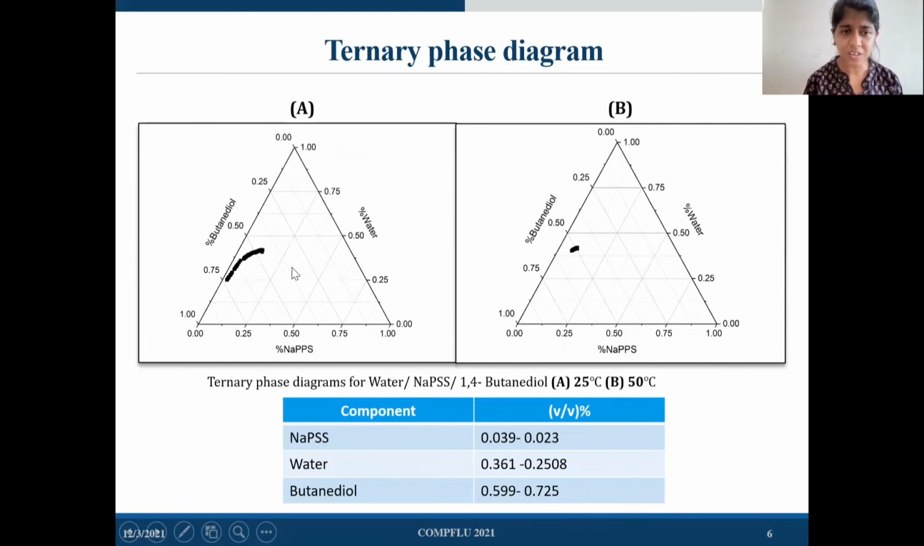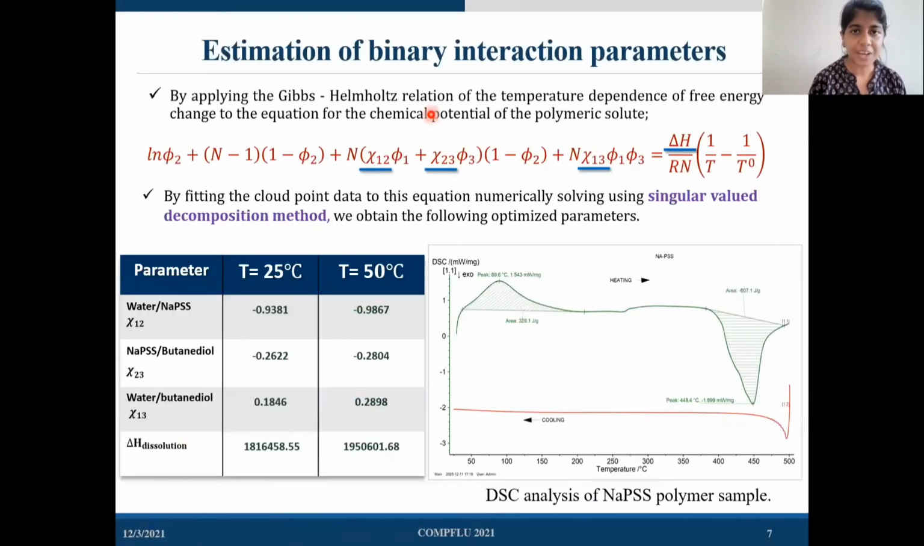You can also see that although water is a good solvent for NaPSS, the addition of a non-solvent such as butanediol can cause a cloud point in the ternary phase diagram. The same cloud point data can be used for estimation of binary interaction parameters. So we equate the ternary relation of Flory-Huggins theory with the Gibbs-Duhem relation to obtain the following equation. And by using the cloud point compositions, we obtain different data points. We solve the equation numerically using an algorithm known as the singular value decomposition method to obtain the following optimized parameters.